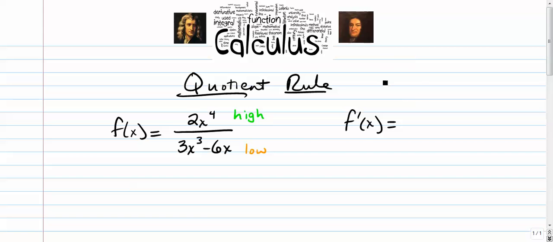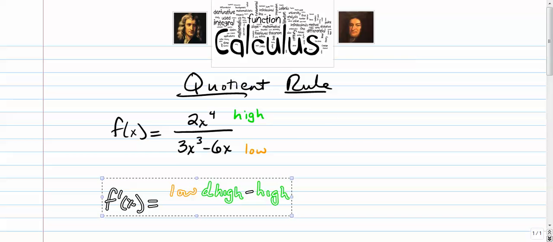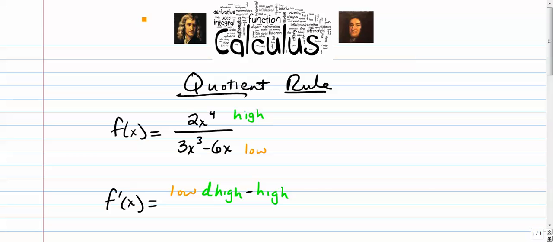F prime of x using the quotient rule is going to be low times the derivative of high, we'll call that d high, minus high times, you probably guessed it, derivative of the low, all divided by the low squared.